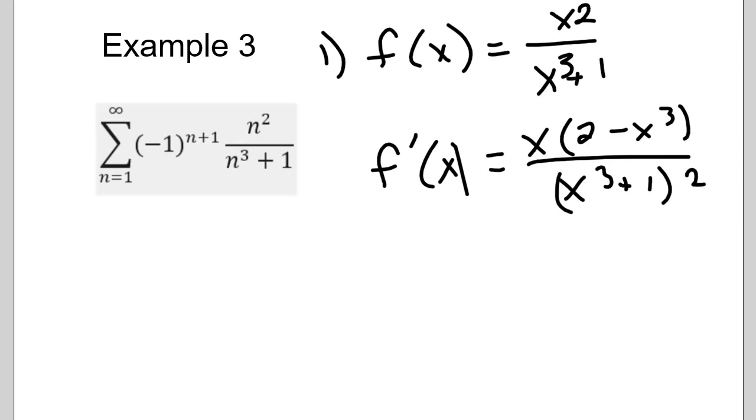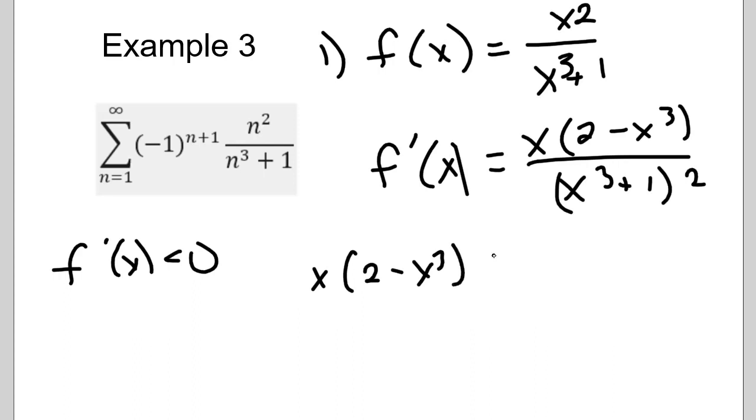So the first thing I have to do is take the derivative of the function, and that's going to give me x times (2 minus x to the third) over (x to the third plus 1) squared. Since I only care when the derivative is less than 0, I don't care about the bottom, because the bottom is squared, so it's always going to be positive. So I only need to worry about the top. So I'm really looking for where x times (2 minus x to the third) is less than 0.